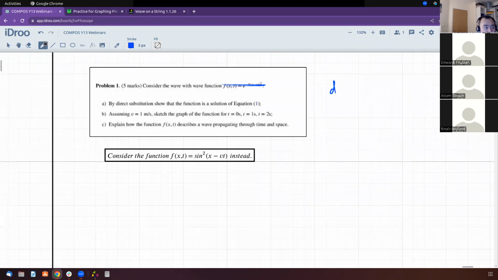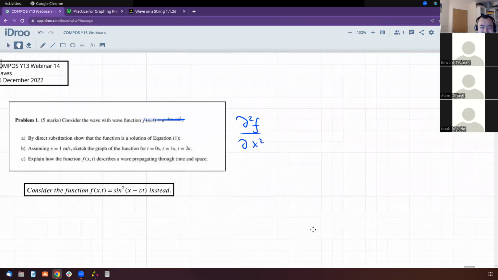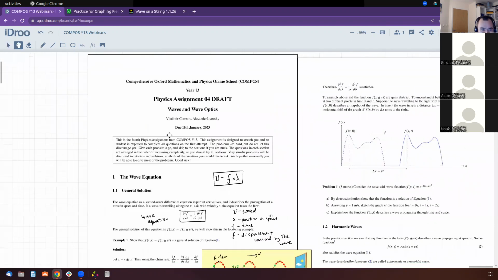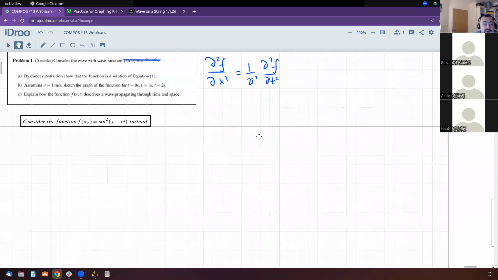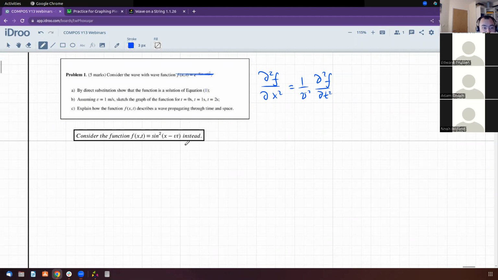d squared f over dx squared equals 1 over v squared d squared f over dt squared. So first, you need to prove that this function is a solution of this equation. So we just plug it in. So we find df dx first.